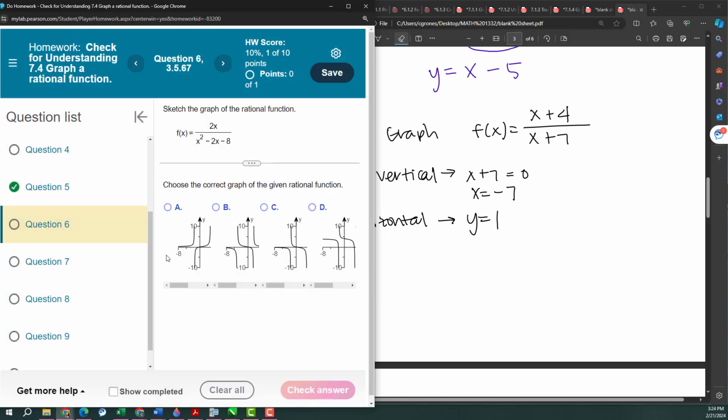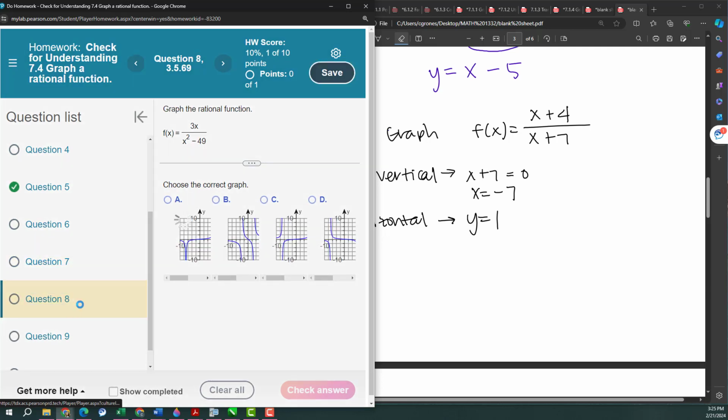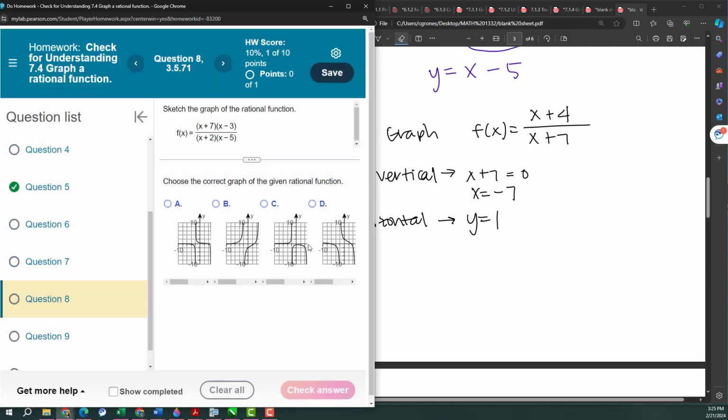Awesome. So there is a question like that on the test. And then the last question is going to be one like this. So you will need to sketch the graph of this rational function.